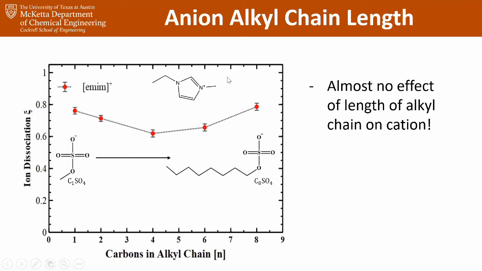All right, here's one where we're looking at the anion alkyl chain length. So not the cation alkyl chain length, but the anion alkyl chain length. And so here we've got methyl sulfate going all the way up to octyl sulfate with EMIM. And you can see that there's very little change in the ion dissociation with the change in alkyl chain length for this relatively strongly associating sulfate anion.